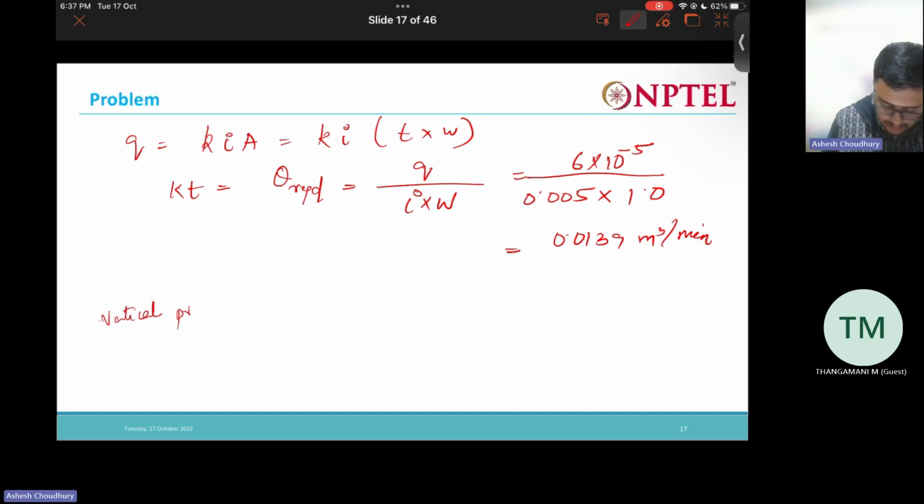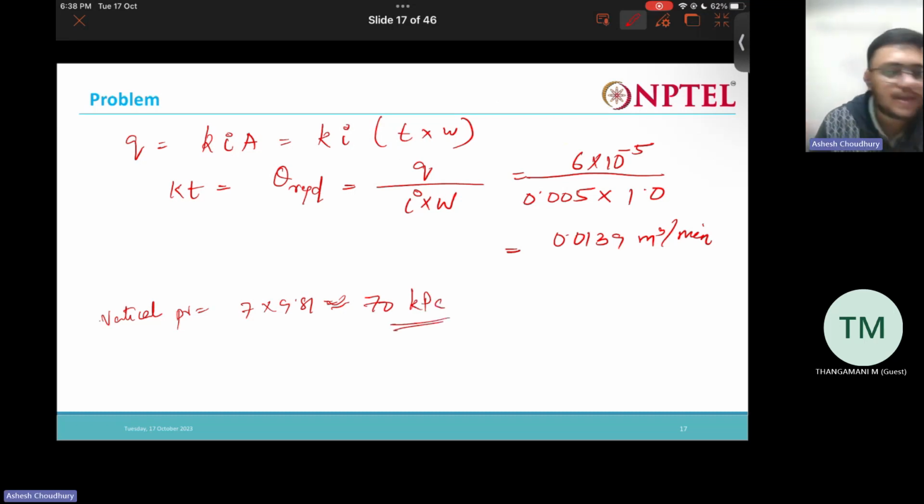Vertical pressure: 7 into 9.8, approximately 70 kPa, no? A little bit less. So, corresponding to 70 kPa from the design, from the test data, we need to get the allowable theta of that particular geocomposite.